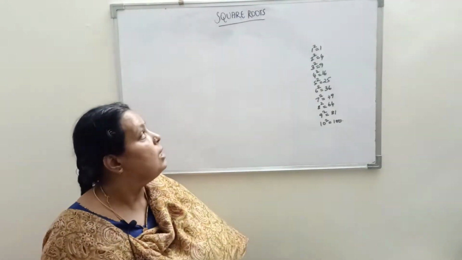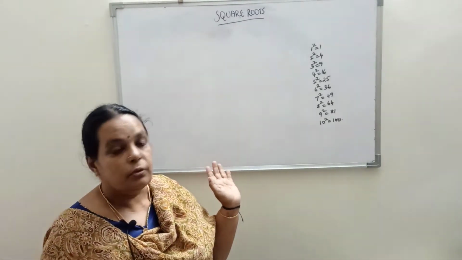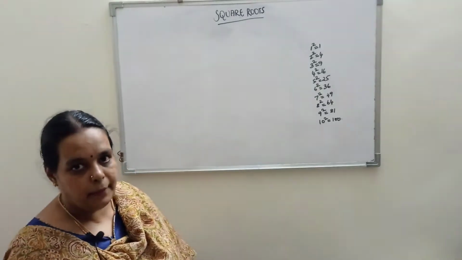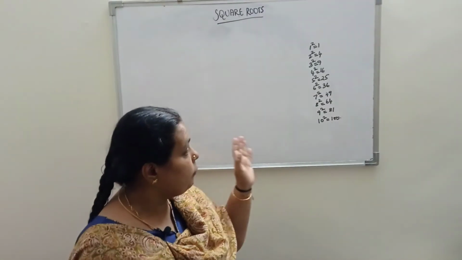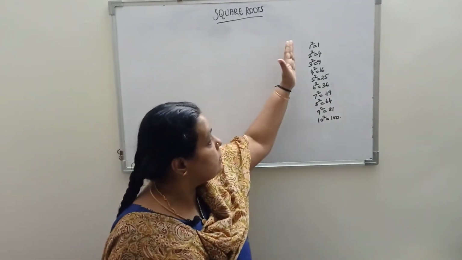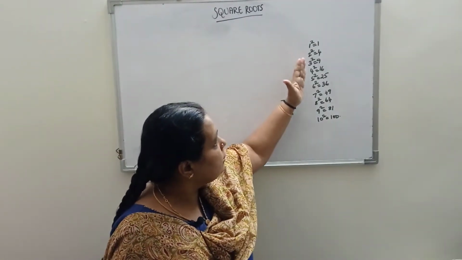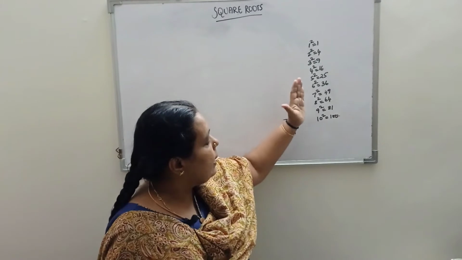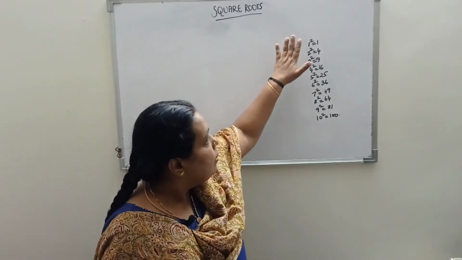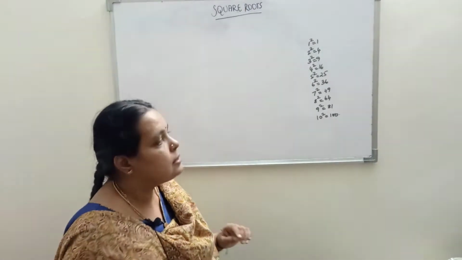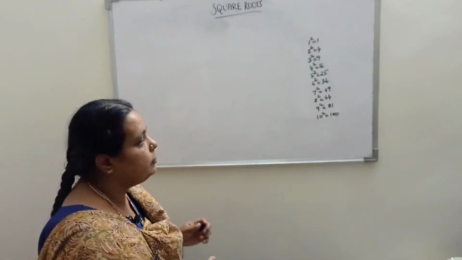Hello, today we are going to learn some easy tricks to find the square root of a number. Before finding the square root of a number, first we must know the squares of numbers. That is 1 square, 2 square, 3 square, 4 square, 5 square, 6 square, 7 square, 8 square, 9 square and 10 square. First we must learn these square numbers, then only we will be able to find the square root of a number.